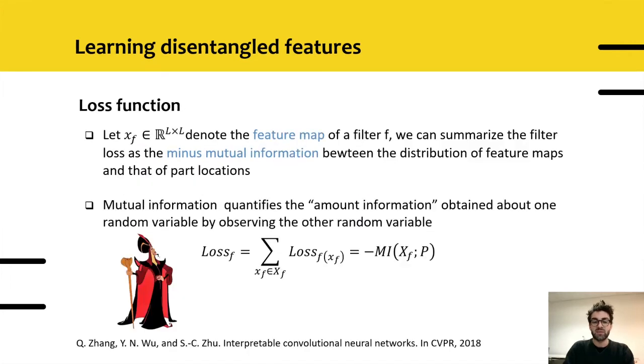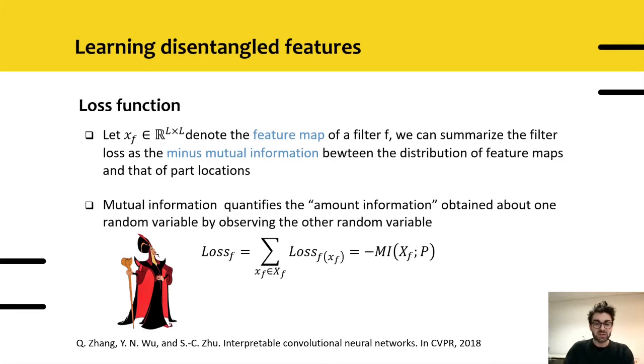This loss can be found in this other paper, Interpretable Convolutional Neural Network by Zhang et al. Let's define some taxonomy for this loss function. Let X_F be the feature map with dimensions L by L, and we can summarize the filter loss as the minus of the mutual information between the distribution of the feature maps and the depth of part locations. In general, mutual information quantifies the amount of information obtained about one random variable by observing the other random variable.